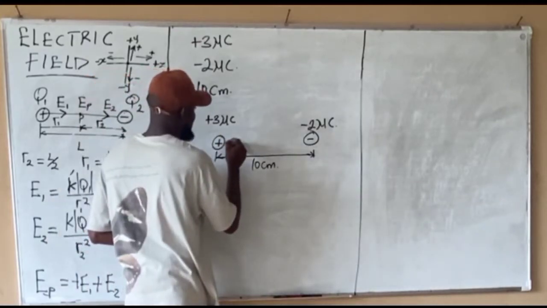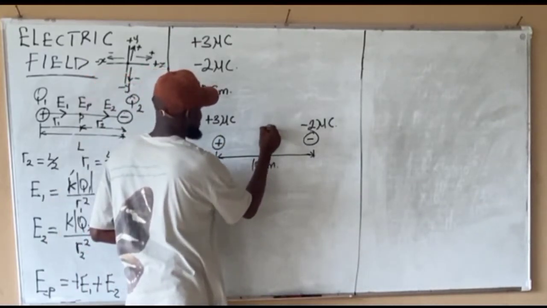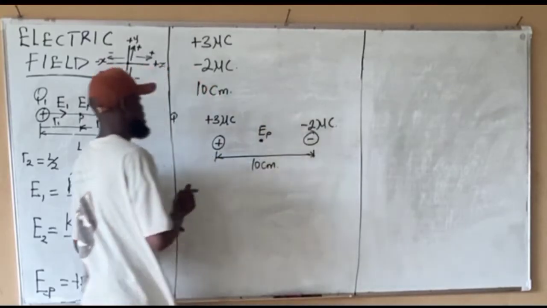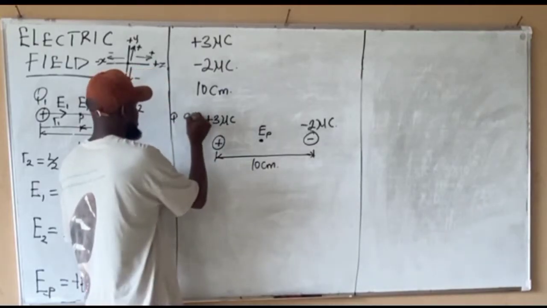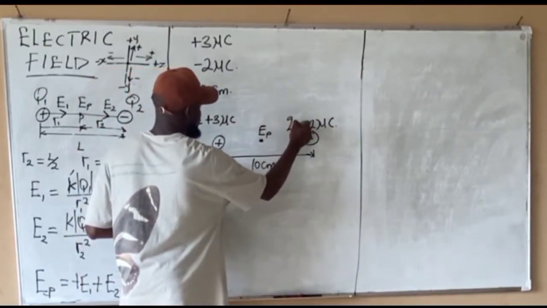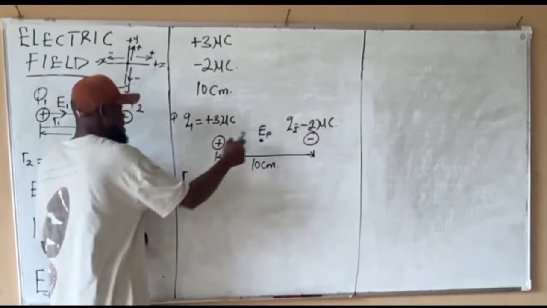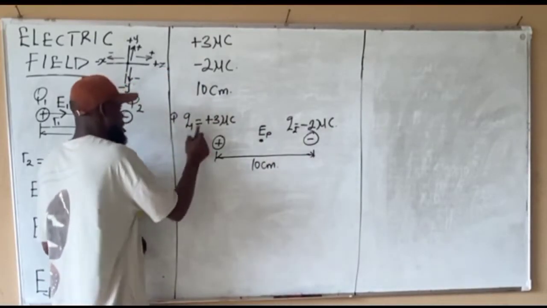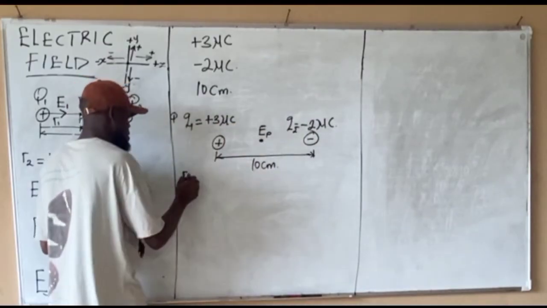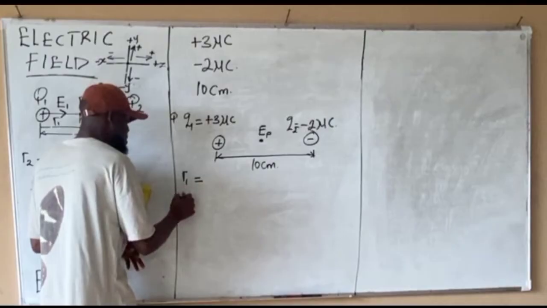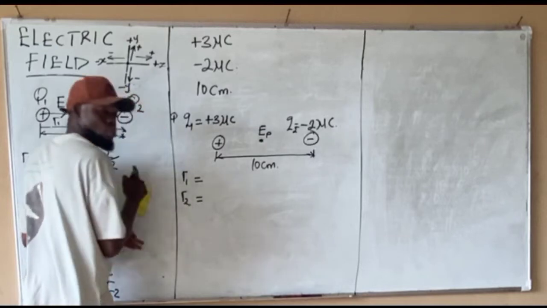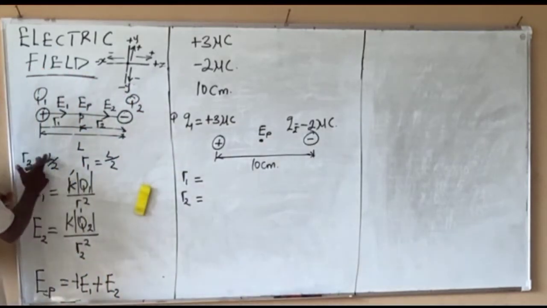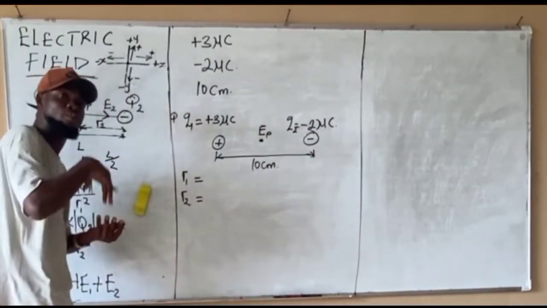Both of them are 10 cm apart, and it says we should calculate the field at the midpoint between them. Let me call that point P. So I told you, the first thing you do, if I call this one Q1 and this one Q2, then the distance between Q1 and the point in question, which is the midpoint, will be R1. Then the distance between Q2 and the point in question, I will name R2. And I told you that R2 is L over 2, and R1 is also L over 2, which is the full distance divided by 2, if it's the midpoint we are looking at.